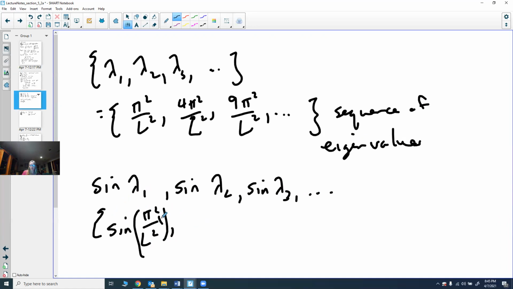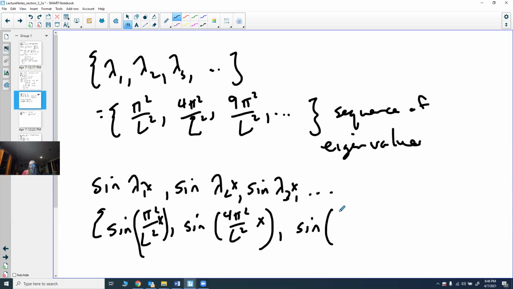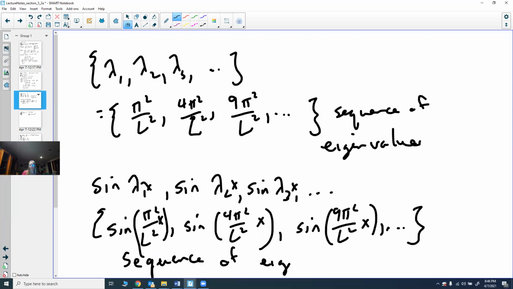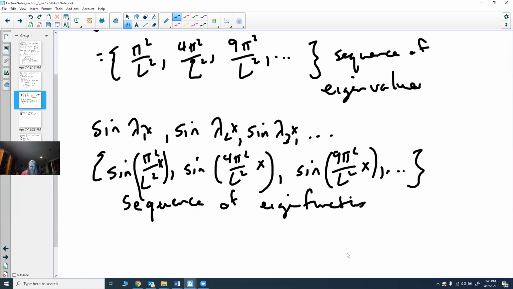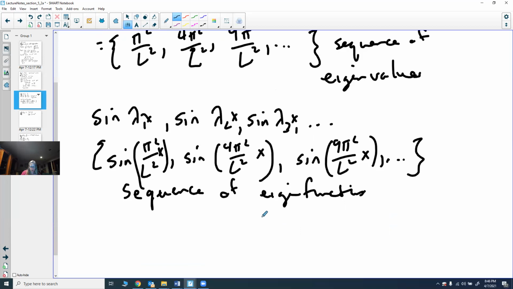There's an x there, because it's the sine of x, so there should be an x in all of these. Sorry about that. And then you can have the sine of 4 pi squared over L squared times x. Then you can have the sine of 9 pi squared over L squared times x, and so forth forever and ever. And this is known as a sequence of eigenfunctions. And this is kind of what we want to work with, getting these ideas of what these are.